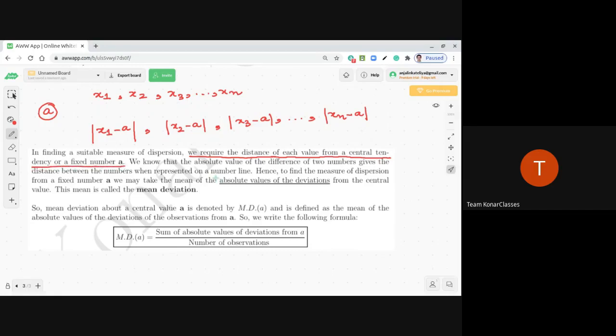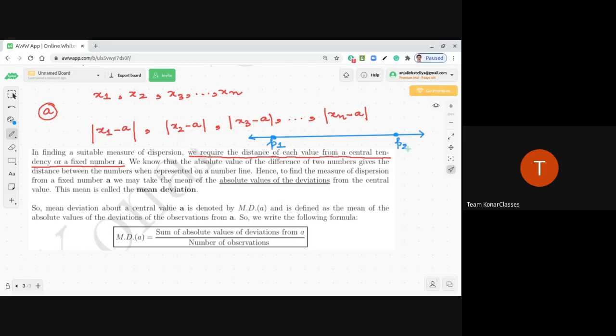We know that the absolute value of the difference of two numbers gives the distance between the numbers when represented on a number line. Suppose I use a different color and explain: in a real number line, we take two points. Suppose the point here is P1 and here it is P2.